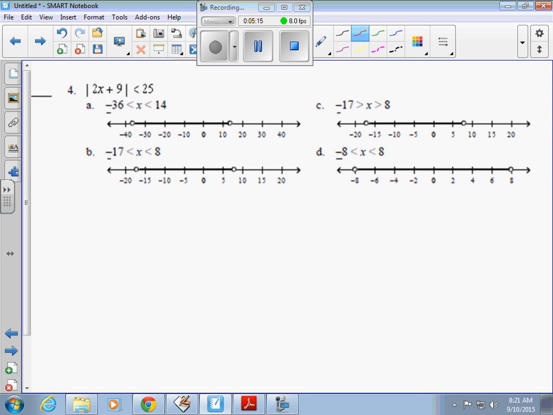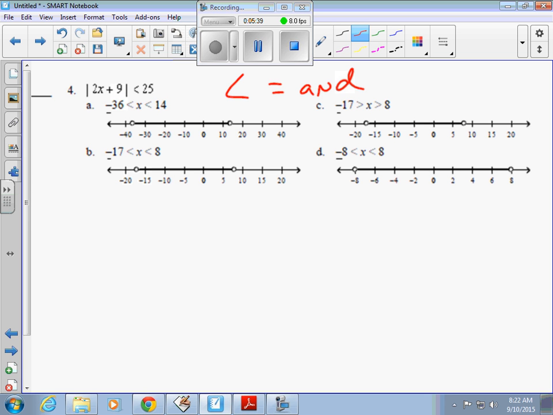The absolute value of 2x plus 9 is less than 25. Less than is an and inequality. If you forget which one's and which one's or, use the test to figure it out. Notice that your answer choices for 3 and 4, your answer choices all said or on them. Your answer choices for 4 all say and on them. It's all the ones in between.